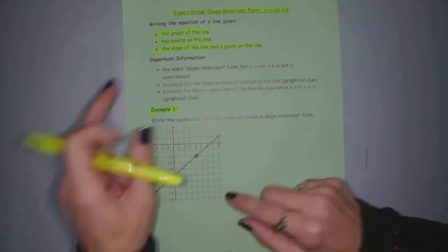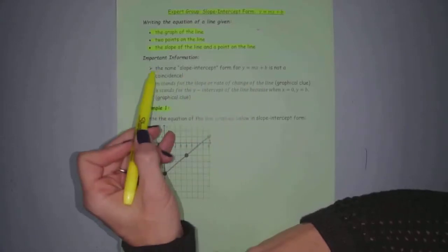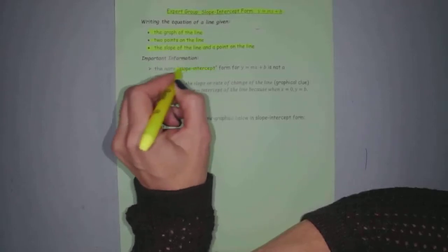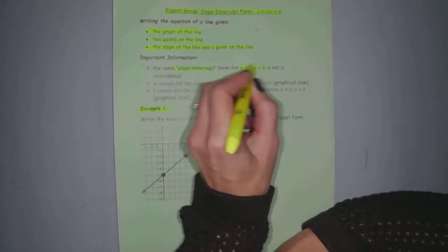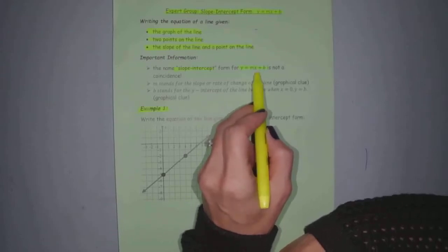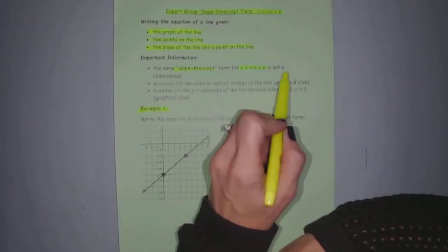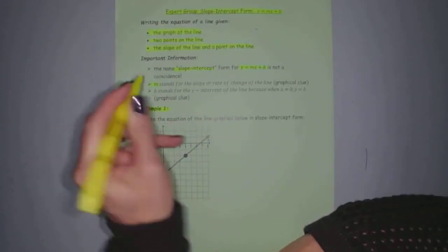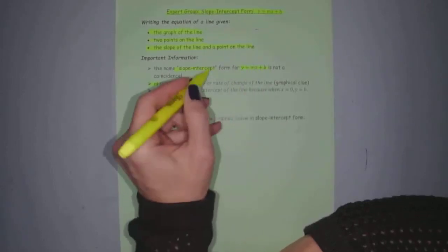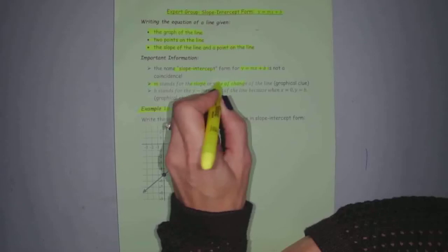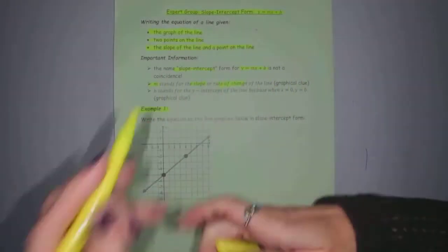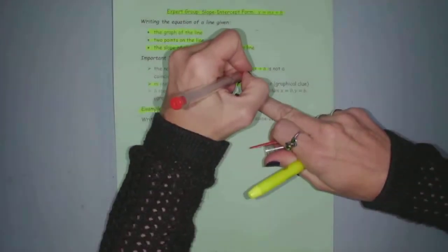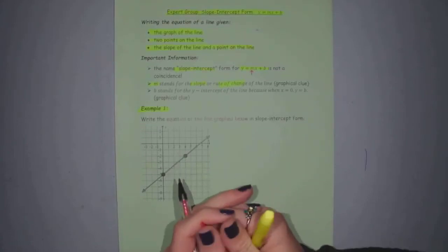Okay, important information. The first bullet here says that the name slope-intercept form, which we call y equals mx plus b, this is the slope-intercept form of a line. The name is not a coincidence. Bullet 2, m in this equation, m stands for the slope, or the rate of change of the line. So that's a graphical clue. So right here, this m, whatever number sits in front of the x, that's a graphical clue that that's your slope.